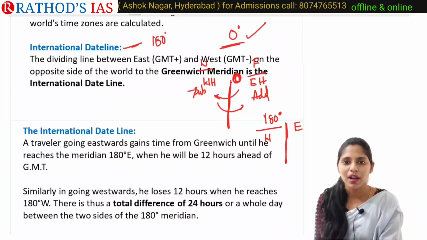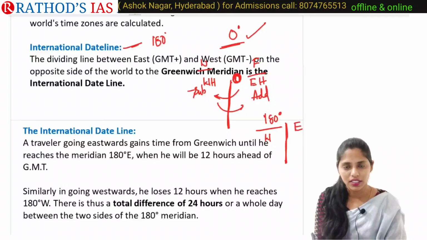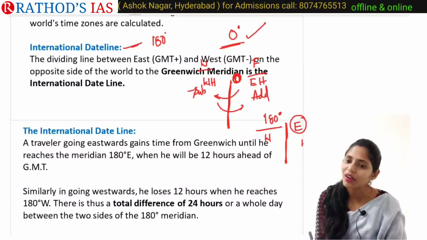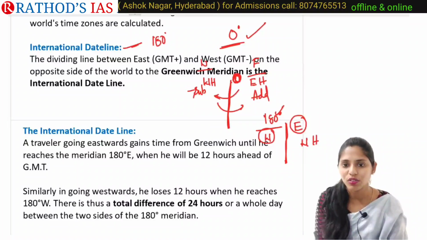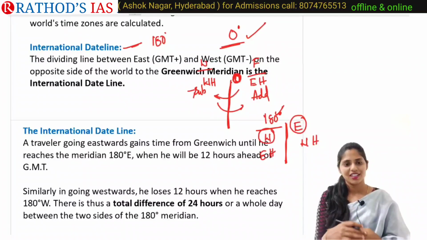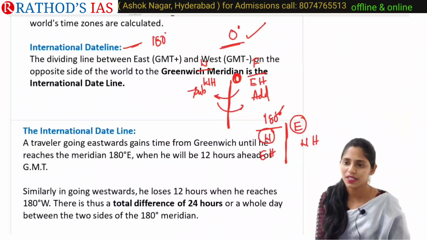So if you are talking about 180 degrees here, towards your west you will be having the western hemisphere, and towards your west of this 180 degrees you will be having the eastern hemisphere. So this is the thing that you need to be clear.